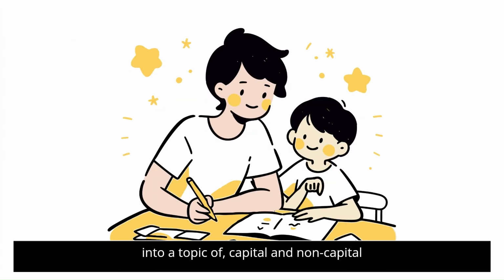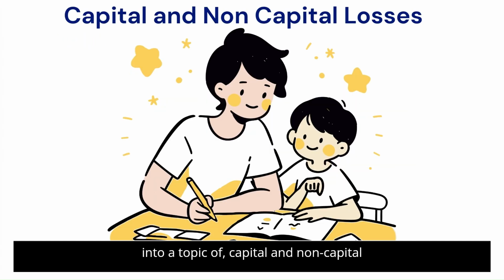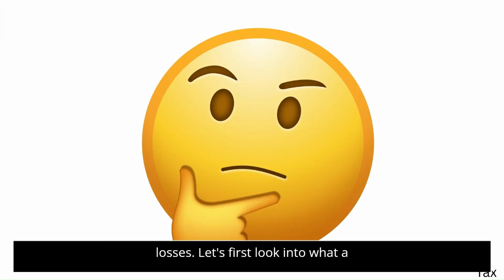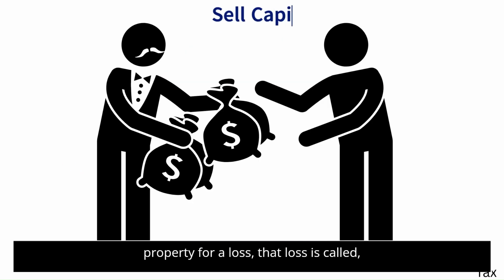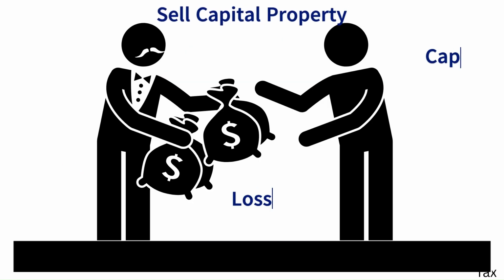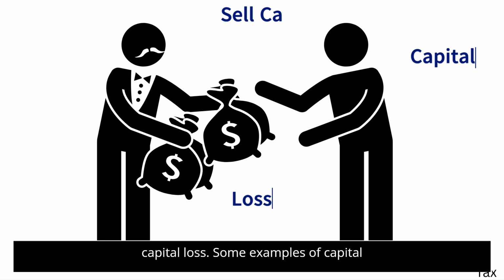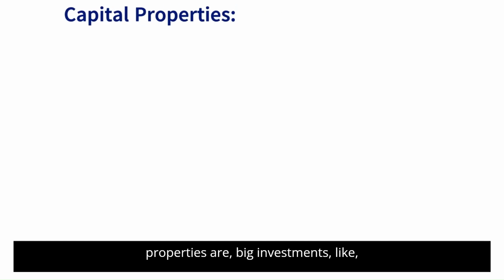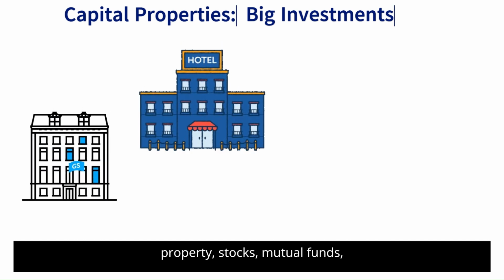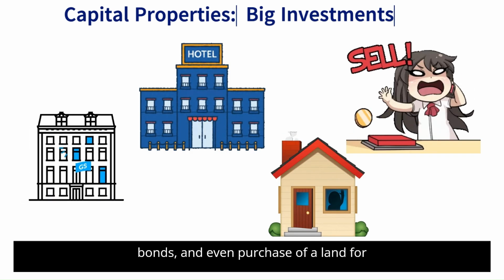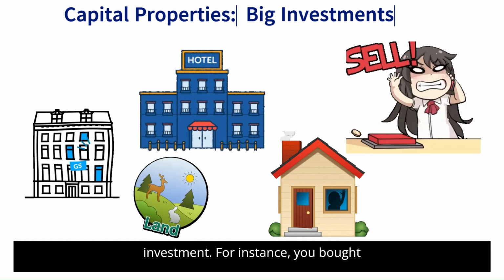Today, we're diving into a topic of capital and non-capital losses. Let's first look into what a capital loss is. When you sell a capital property for a loss, that loss is called capital loss. Some examples of capital properties are big investments, like purchase of a building or a real estate property, stocks, mutual funds, bonds, and even purchase of a land for investment.